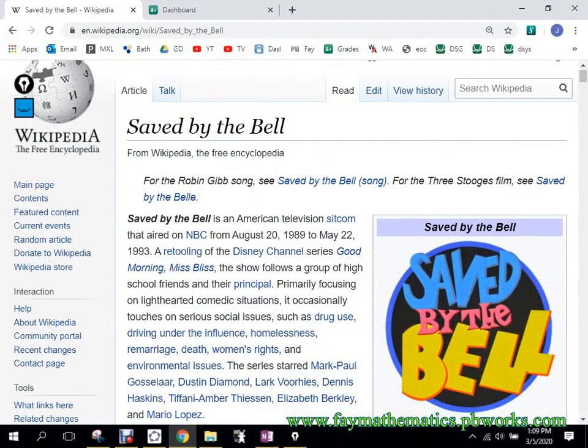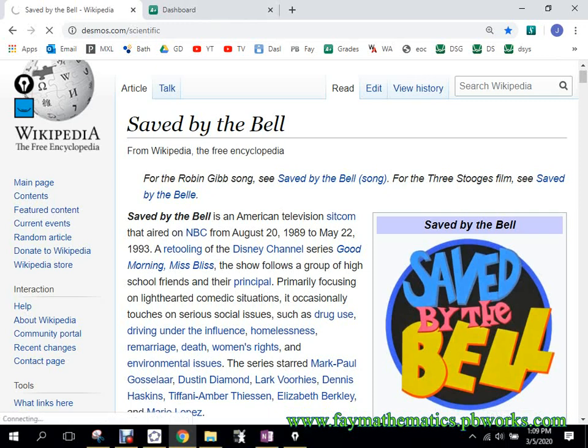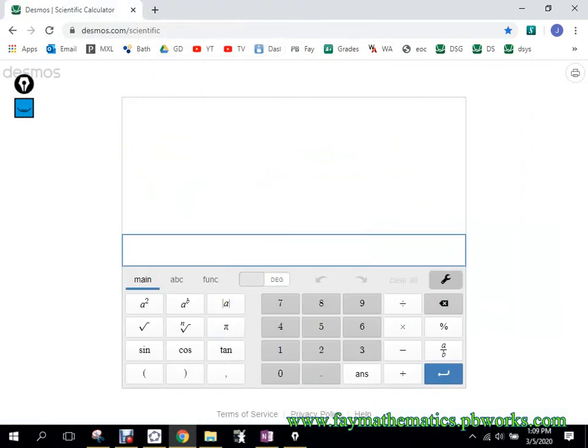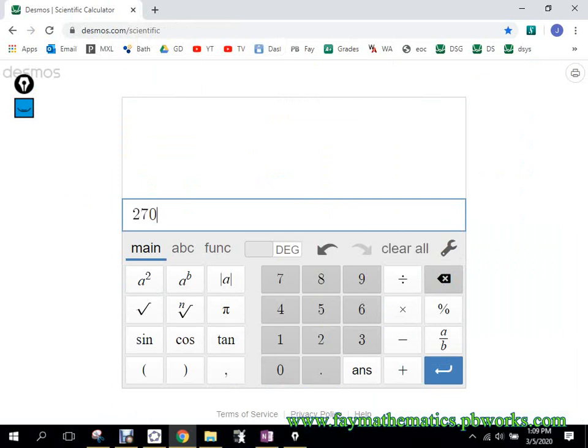But when we take that 270,000, we're going to multiply it by 2.9%, and then you're going to add that to that 270,000. So 270,000, and then go times 0.029, right? So that gives you that number.